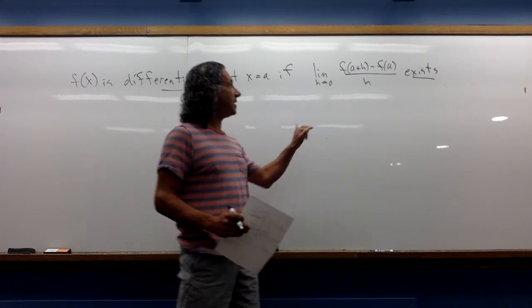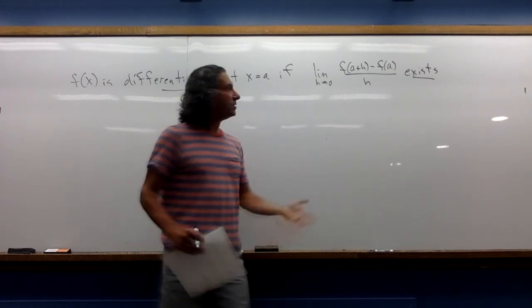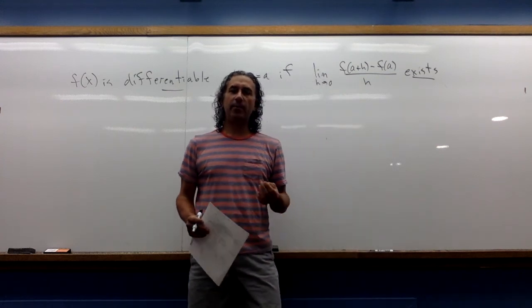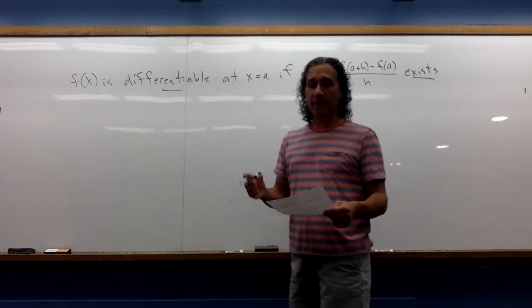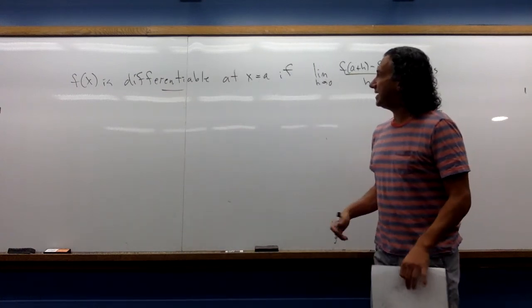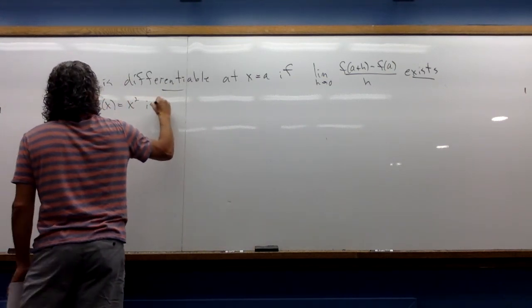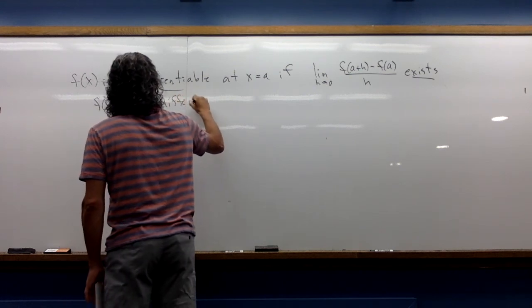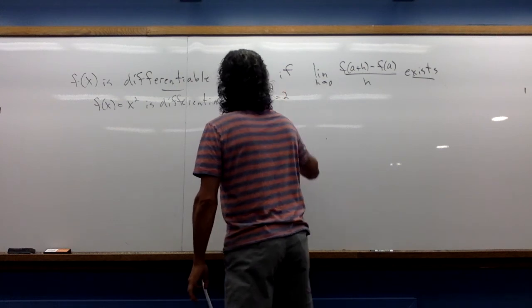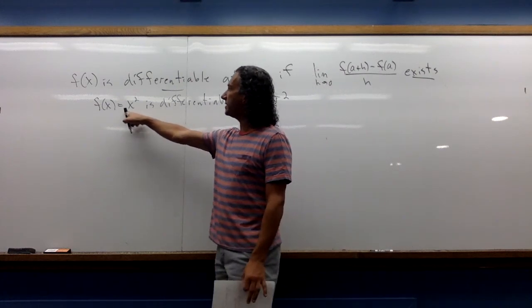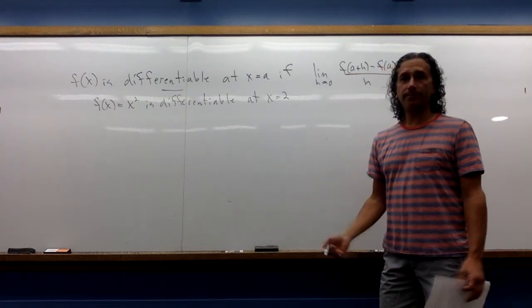From the last lecture when we studied limits, we realized, well, wait a minute, limits don't always exist. So if this limit exists, and what that means is that we get a real number out of that, then f of x is differentiable there. So as an example, f of x equals x squared is differentiable at x equals 2. Because we know that if we compute this limit out, we'll get 2x, and 2 times 2 is 4. So that works.